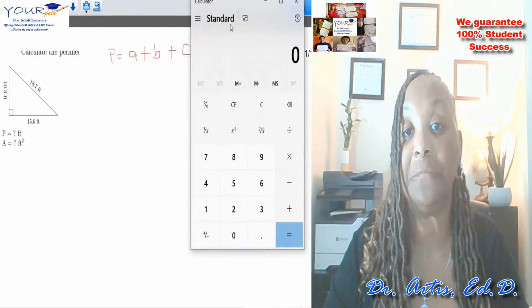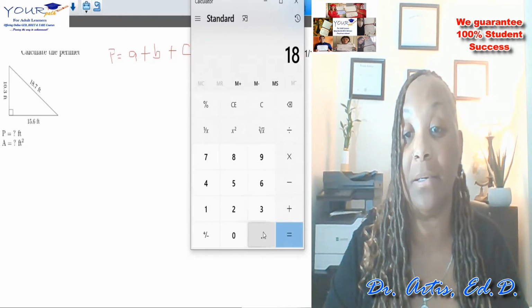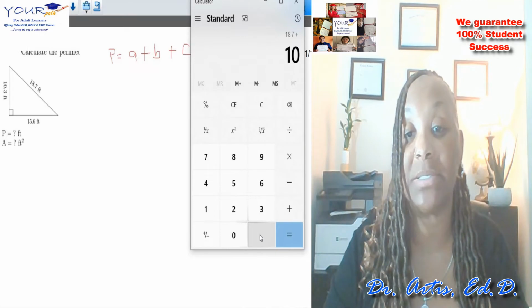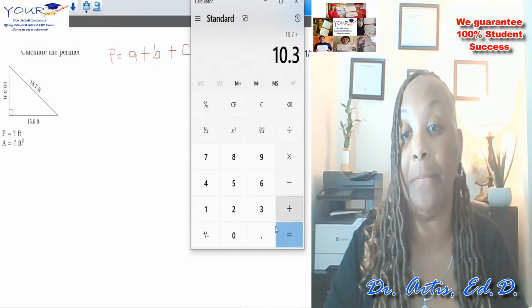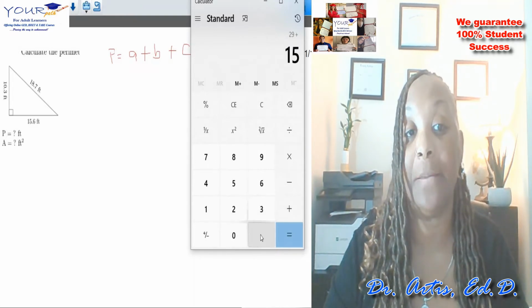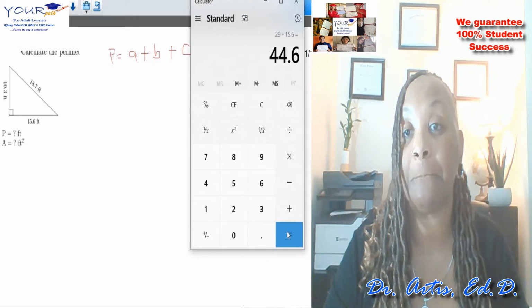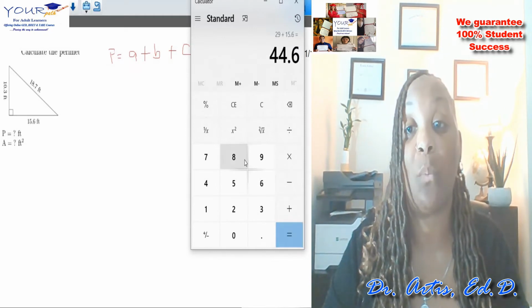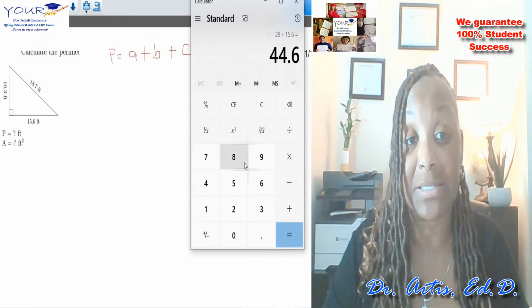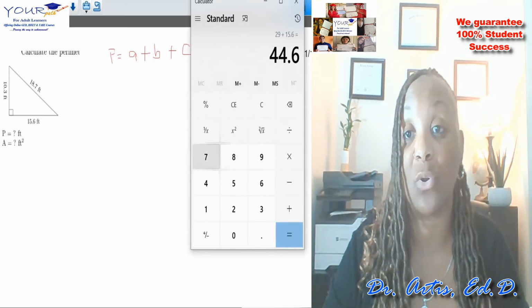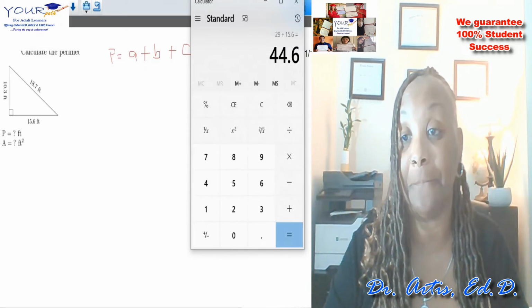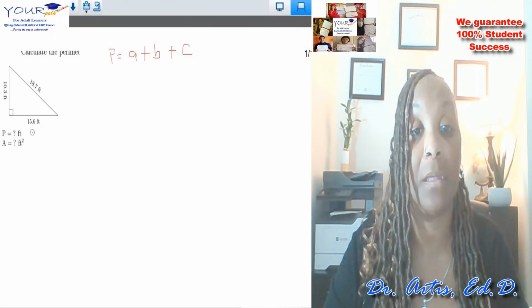So we have 18.7 plus 10.3 plus 15.6, and we have 44.6. That will be the measurement for your perimeter. So your perimeter is going to be 44.6 feet. Okay.